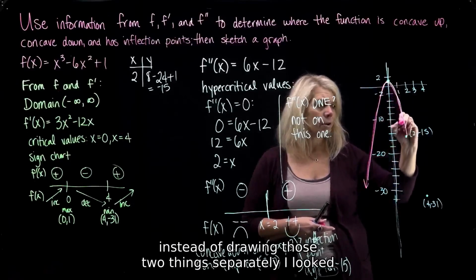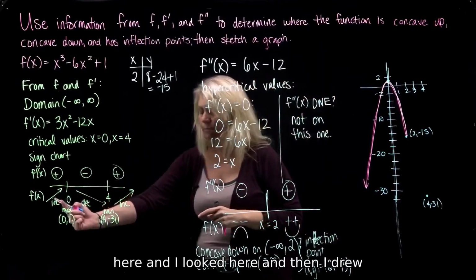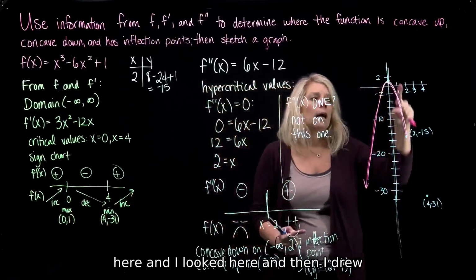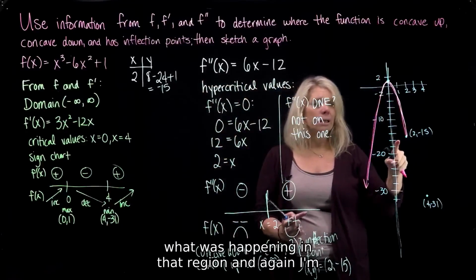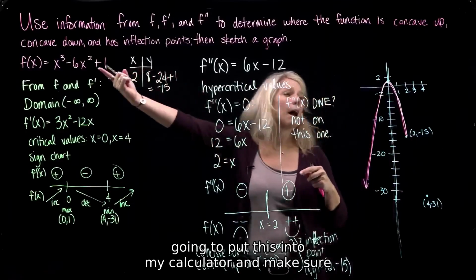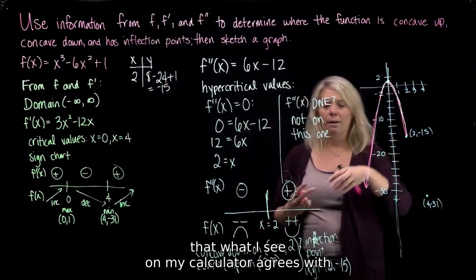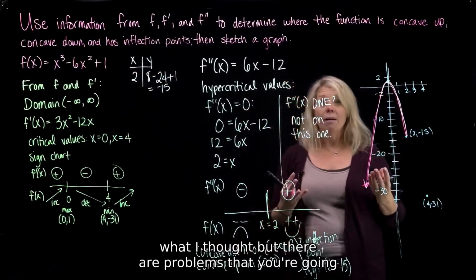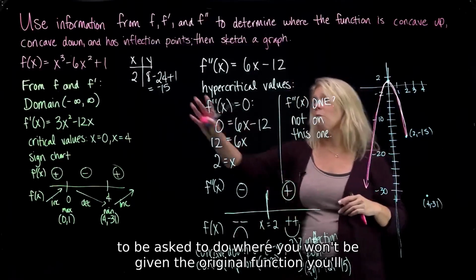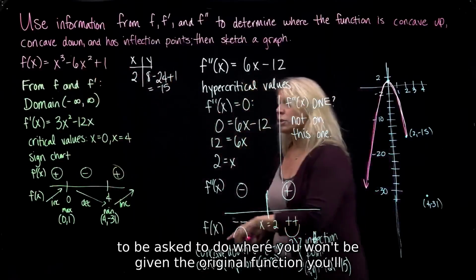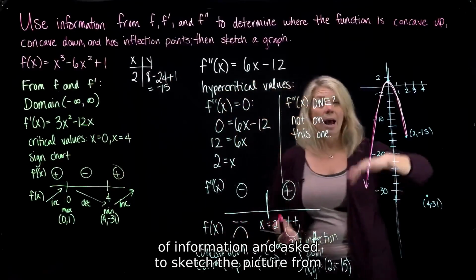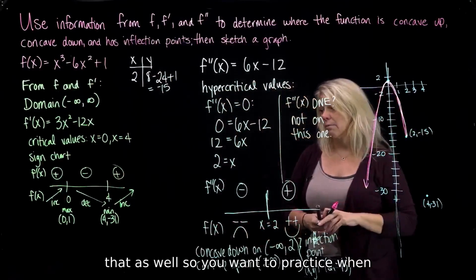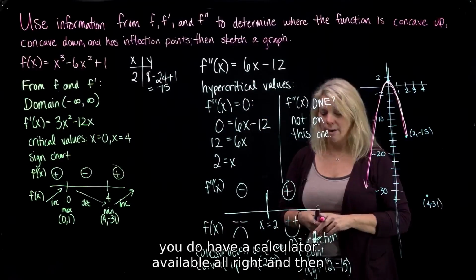Okay, so instead of drawing those two things separately, I looked here and I looked here, and then I drew what was happening in that region. And again, I'm going to put this into my calculator and make sure that what I see on my calculator agrees with what I thought. But there are problems that you're going to be asked to do where you won't be given the original function. You'll just be given this kind of information and asked to sketch the picture from that as well. So you want to practice when you do have a calculator available.